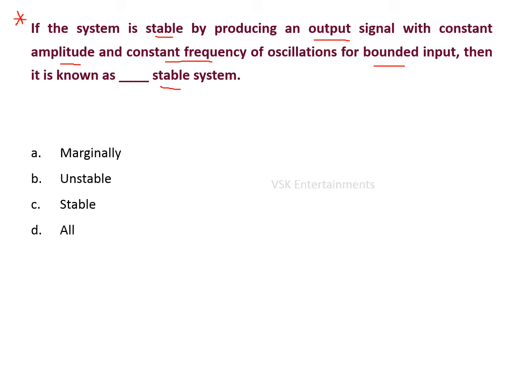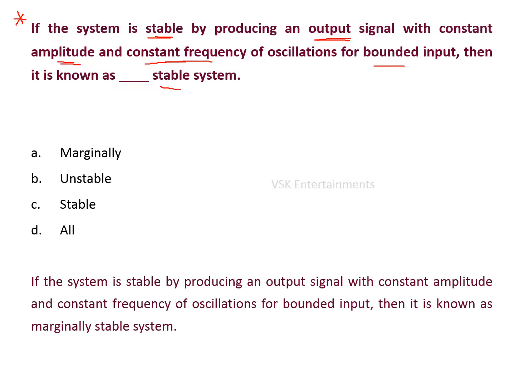Here the system is stable by producing an output signal with constant amplitude as well as constant frequency of oscillations. Those type of systems are called marginally stable systems. So option A is the right answer.